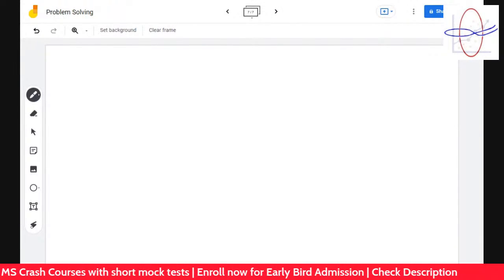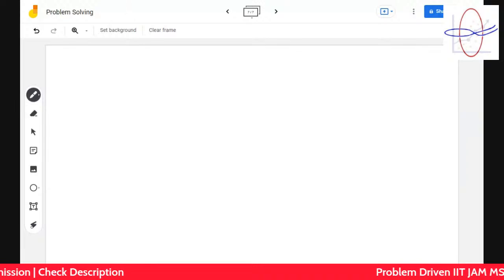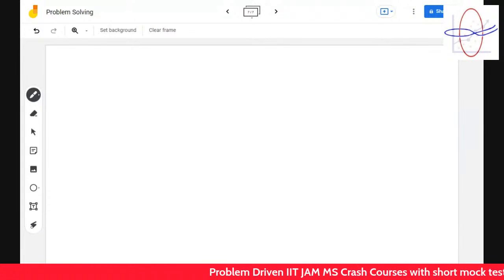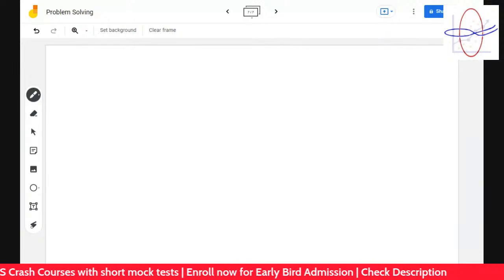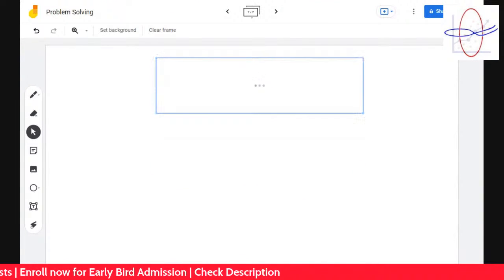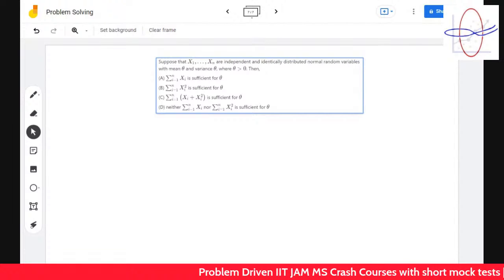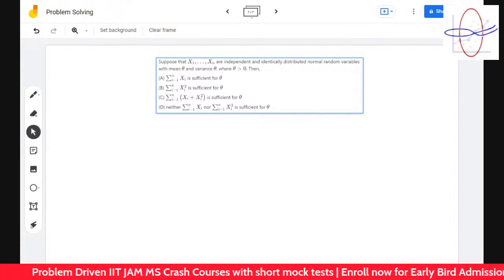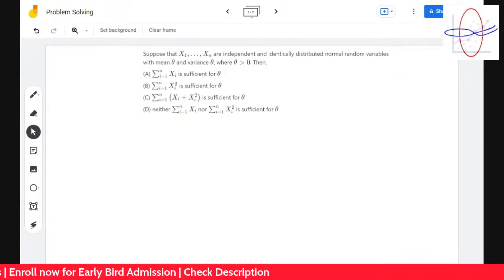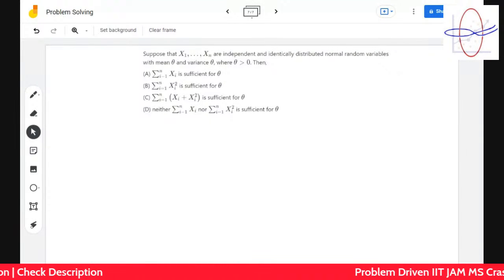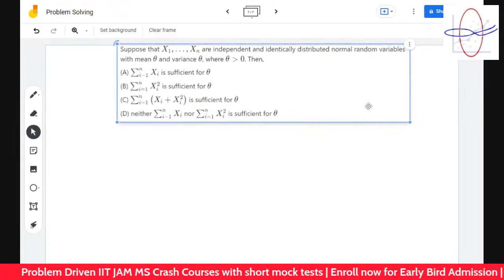Okay, so what's the problem here? Let's see. The next problem is based on, okay, this is like one parameter. It's like a curved exponential family. So here is also another sufficient statistics problem. So let's do it from the beginning. How to use the sufficiency? You should be very confident in sufficiency.